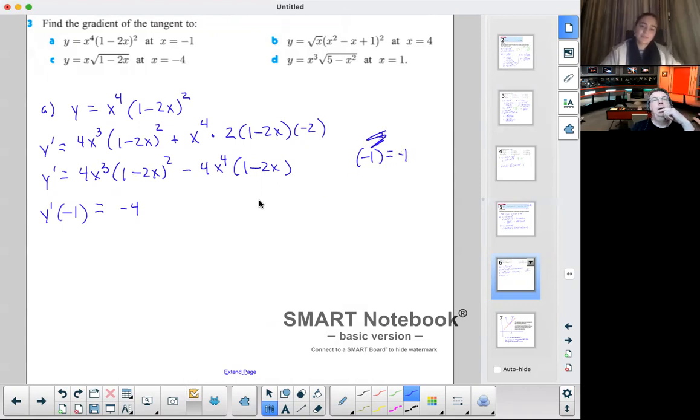Here's the thing: any odd exponent where the base is negative is going to be negative. And then 1 minus 2 times -1 squared, sorry, is 1 minus 2, 1 plus 2 is 3, squared is 9.